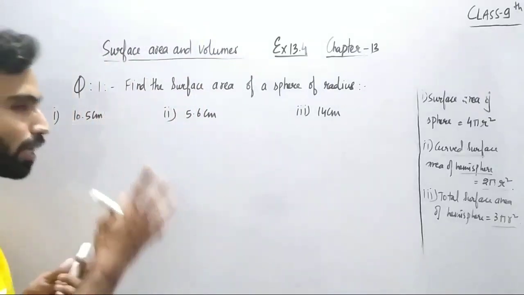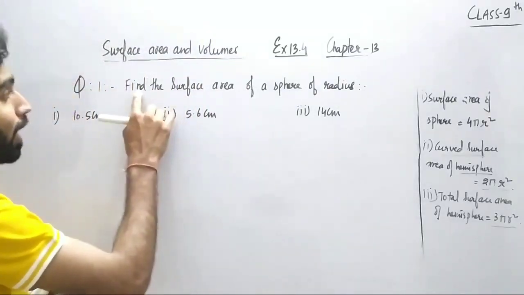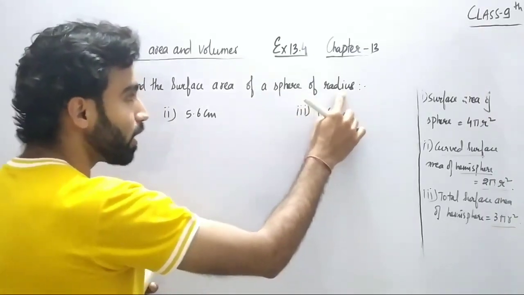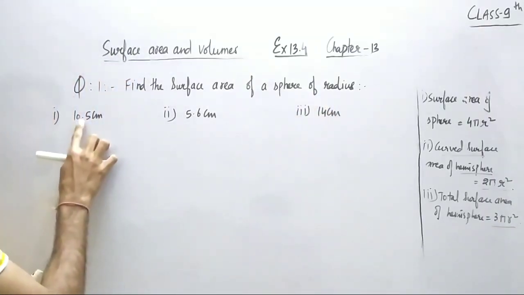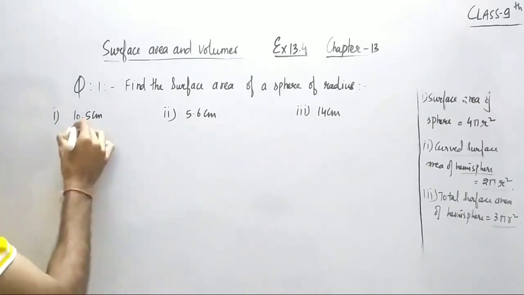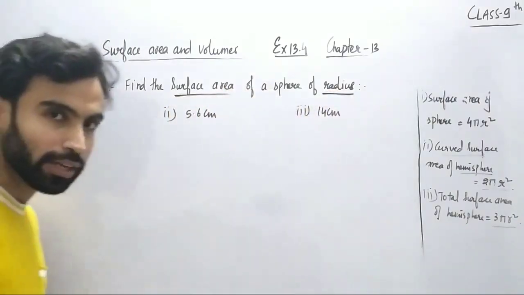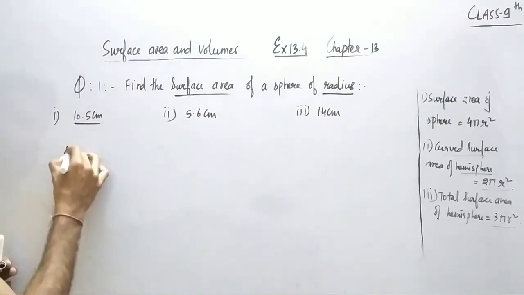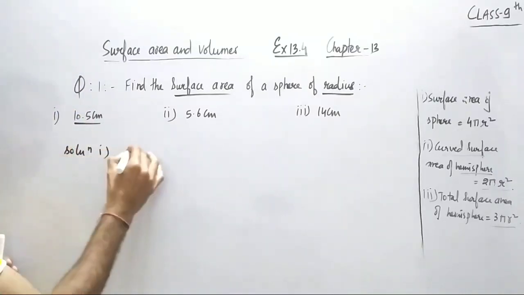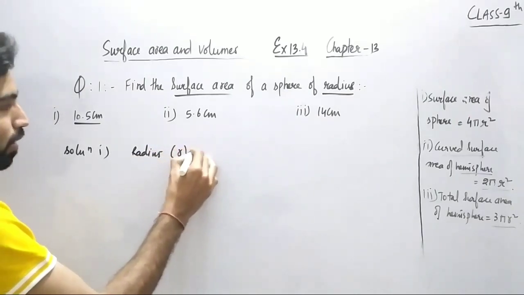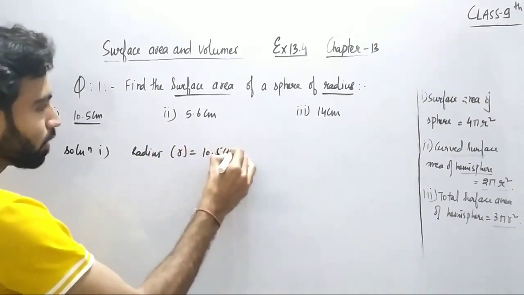So the first question here is given to us as: find the surface area of a sphere of radius. The first part is 10.5 centimeters. So this is the radius given to us of a sphere और हमें उसका surface area find out करना है, right? So let us move on with the first part here. In the first part you can see the radius is given to us already. So that is 10.5 centimeter, right?